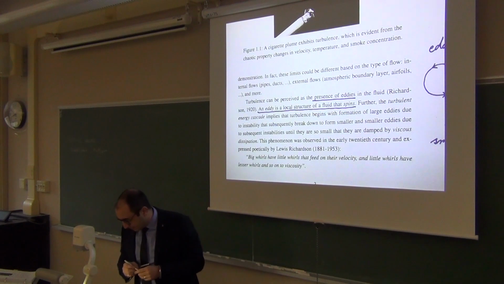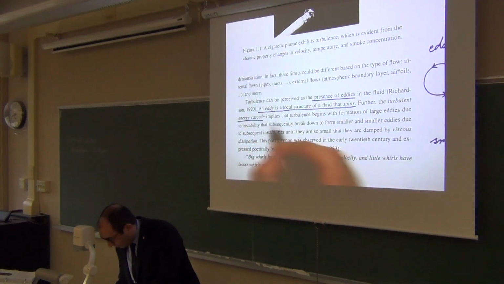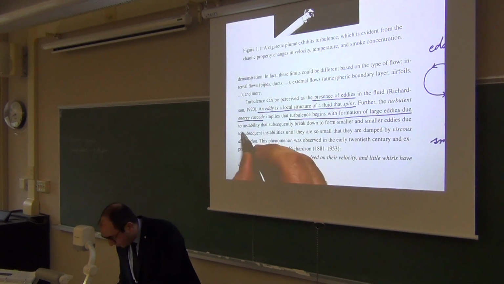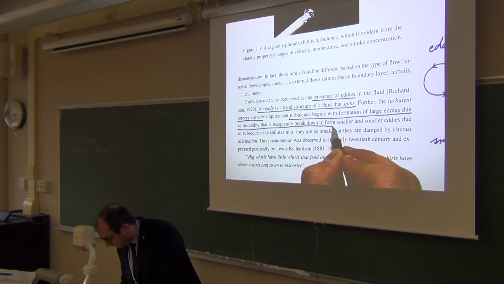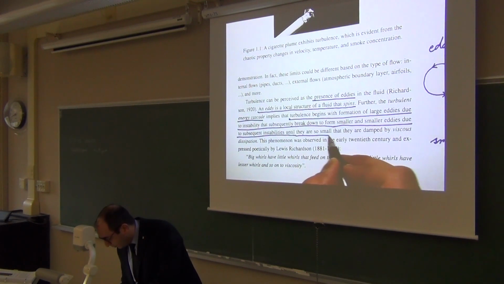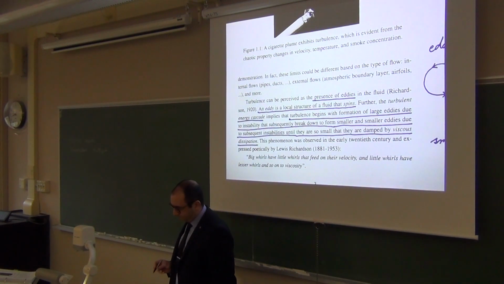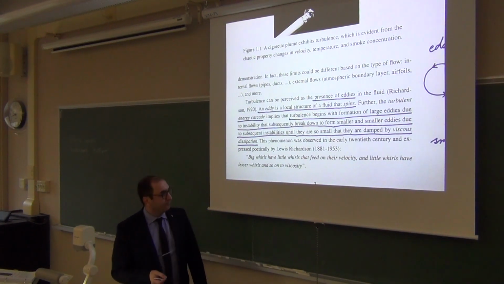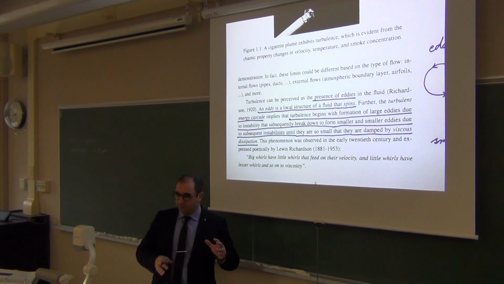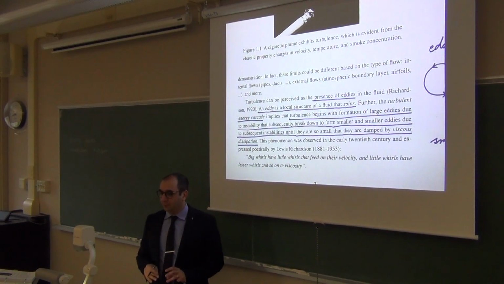But let's see what the energy cascade is. The energy cascade implies that turbulence begins with formation of large eddies due to instability that subsequently break down to form smaller and smaller eddies due to subsequent instabilities until they are so small that they are damped by viscous dissipation. Okay? So this is the description. So basically you have big circulating structures that break down to smaller ones, and the smaller ones break down further to smaller ones. And finally, they are so small they cannot break down further. They are dissipated by viscosity.